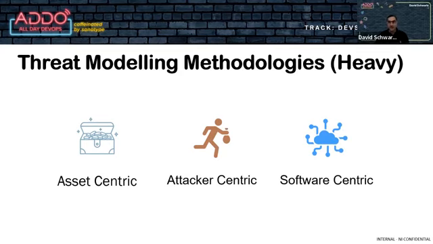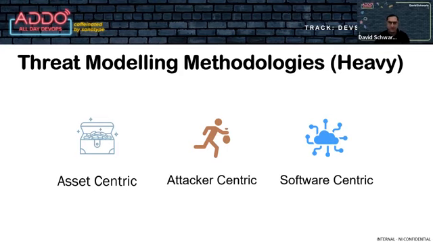Some of the older methods are a lot heavier, like asset-centric, which basically means that you take a list of every single thing you're trying to protect, not every piece of your system, everything you're trying to protect: my data, the money in the bank, or various other things like that. And you make a list of how someone might go about attacking those assets and getting control of them in ways that you don't want.